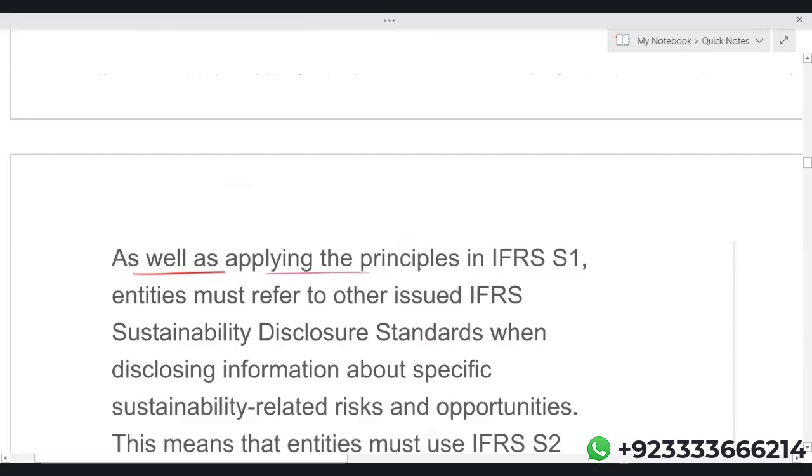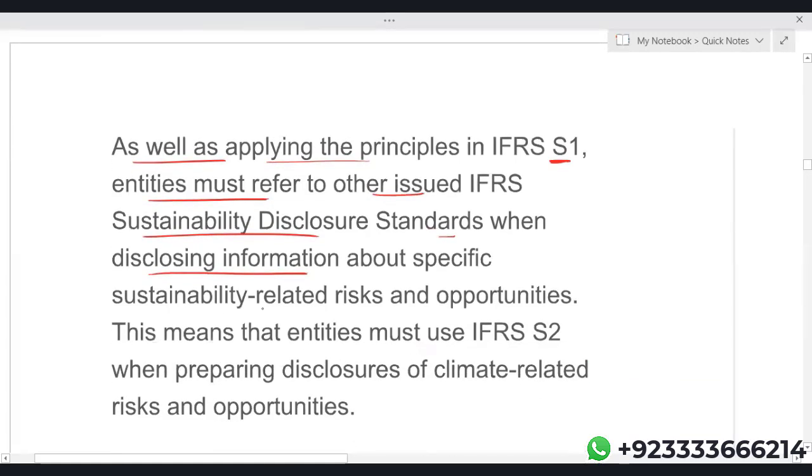As well as applying the principles of IFRS S1, entities must refer to other issued IFRS sustainability disclosure standards when disclosing information about specific sustainability related risks. That is basically S2. This means entities must use S2, because when you are providing a specific disclosure relating to the climate, you will be using S2.